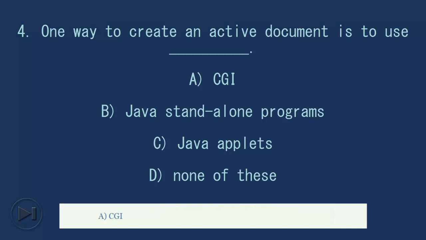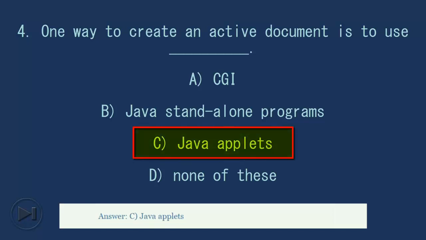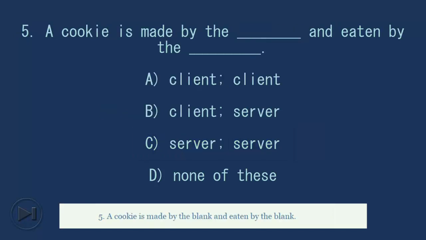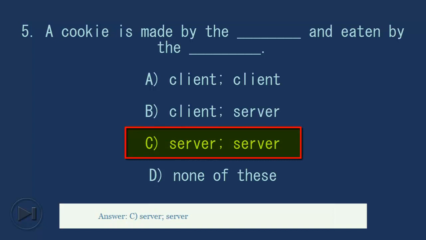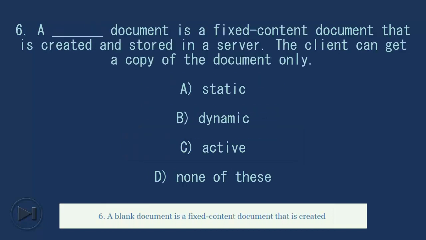A. CGI. B. Java standalone programs. C. Java applets. D. None of these. Answer, C. Java applets. 5. A cookie is made by the blank and eaten by the blank. A. Client, client. B. Client, server. C. Server, server. D. None of these. Answer, C. Server, server.